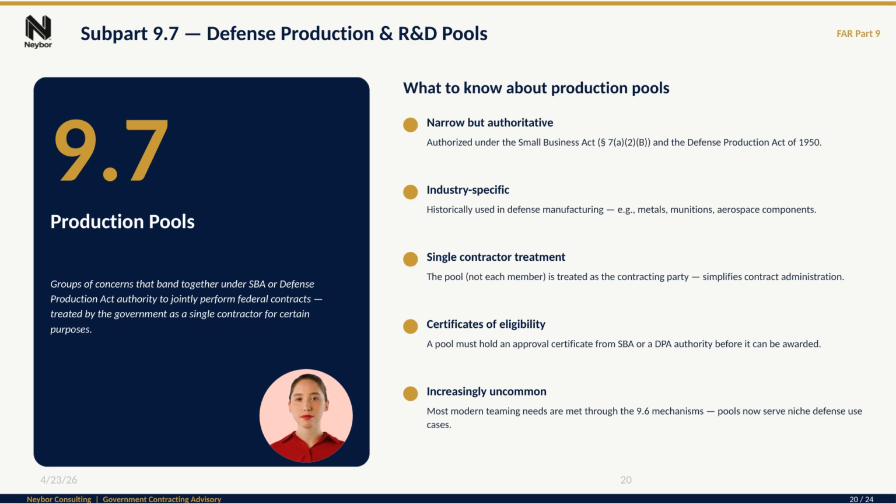The Small Business Administration or the relevant Defense Production Act authority must issue an eligibility certificate before a pool can receive an award. For most of the teaming needs contractors face today, the mechanisms in Subpart 9.6, joint ventures, and prime sub arrangements are a better fit. Pools survive in niche defense applications, but you're unlikely to encounter them in a typical services or IT pursuit.